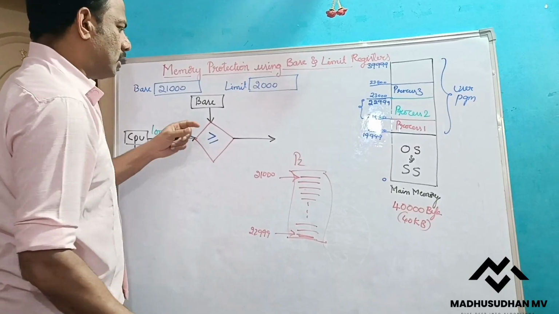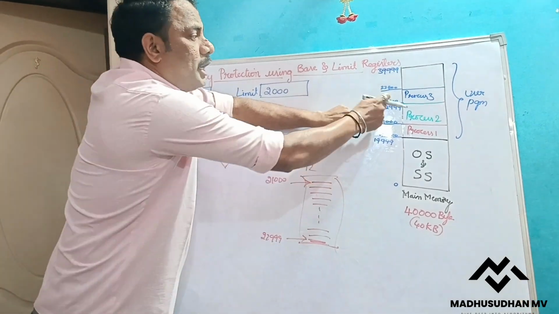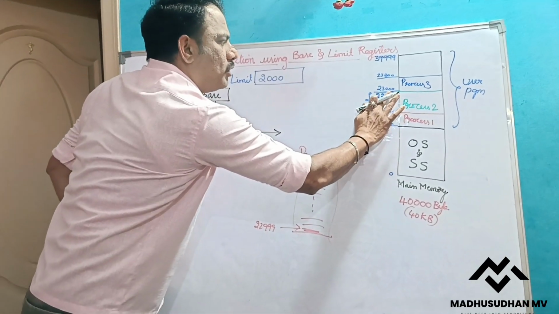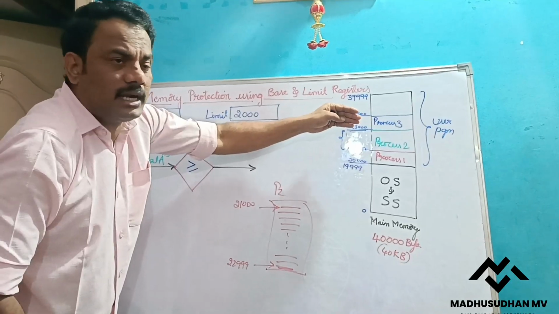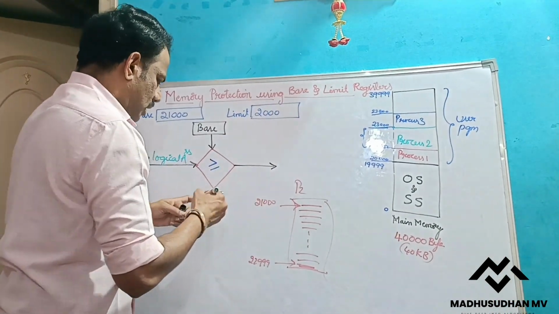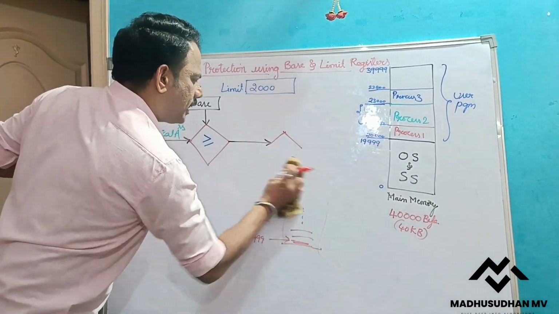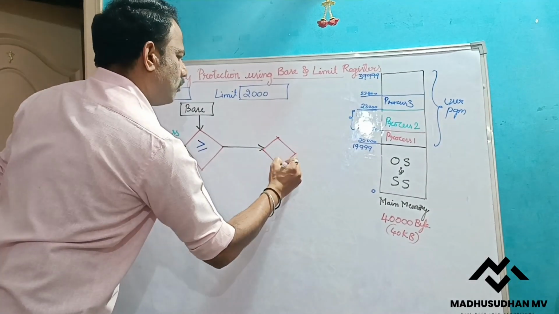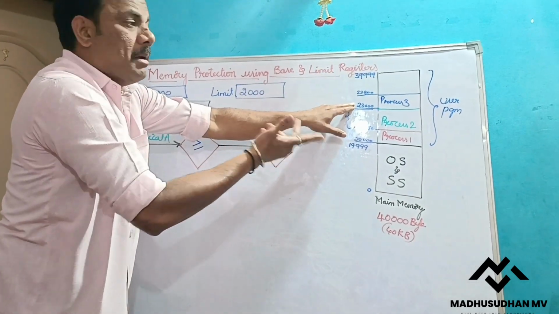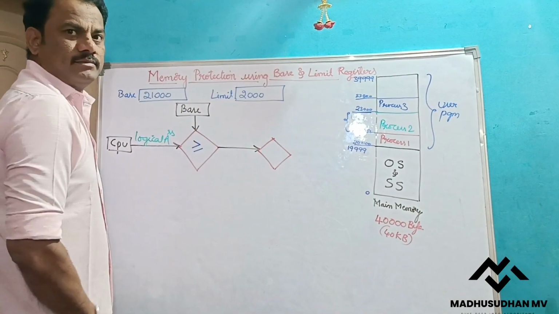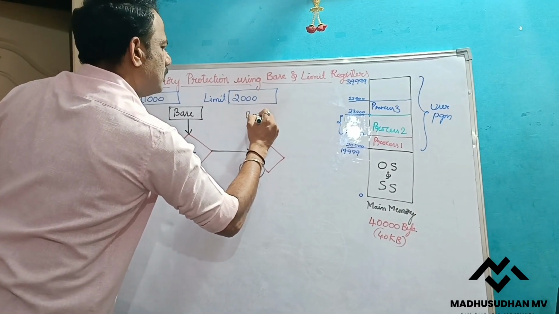So now I will check again. Process 2 should access from 21,000 or greater, and it should be lesser than what? I don't know that directly, but process 3 starts from 23,000, so process 2 has to access data below 23,000. How do I get 23,000? I know the limit: if I add 21,000 plus 2,000, I get 23,000. So I take base register plus limit register.